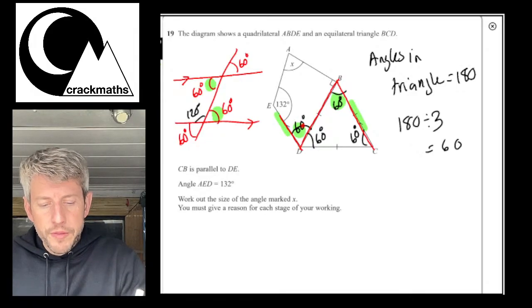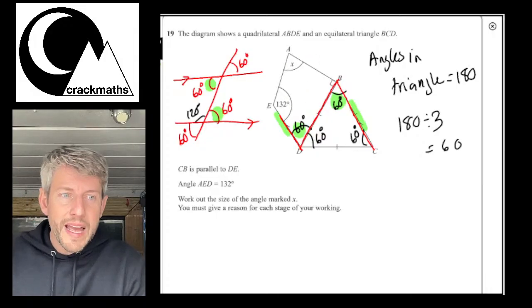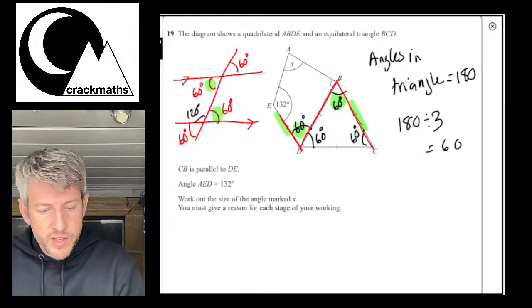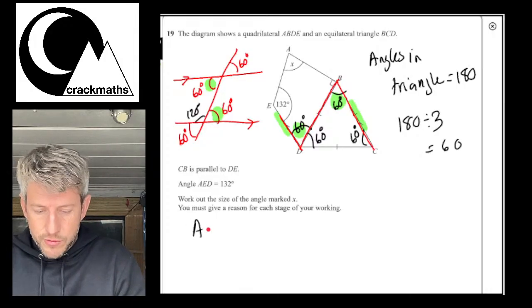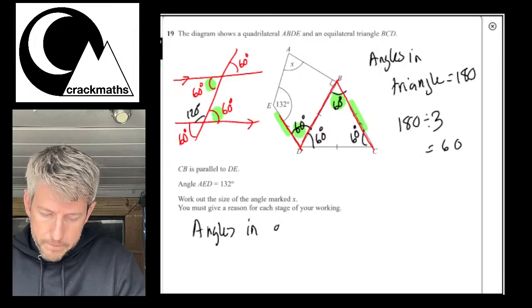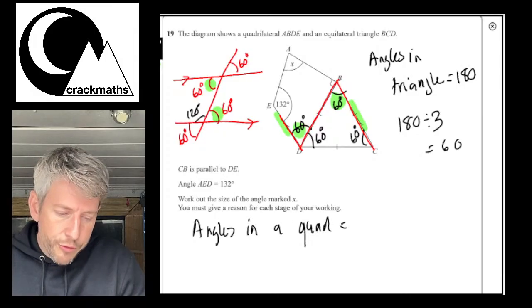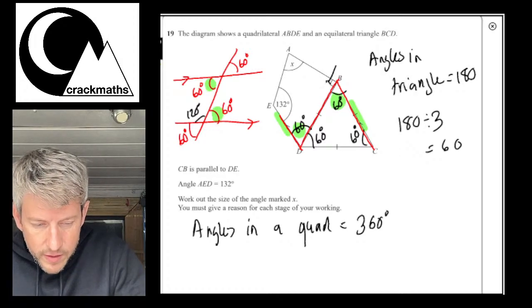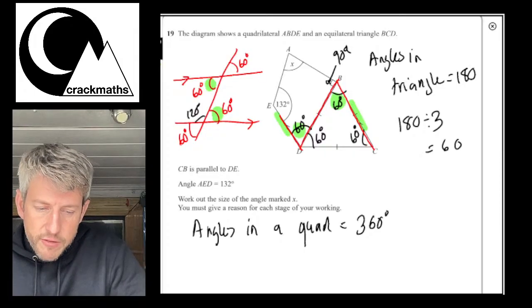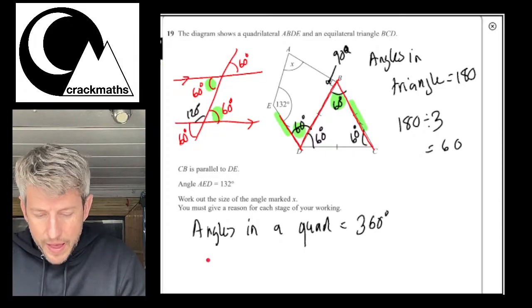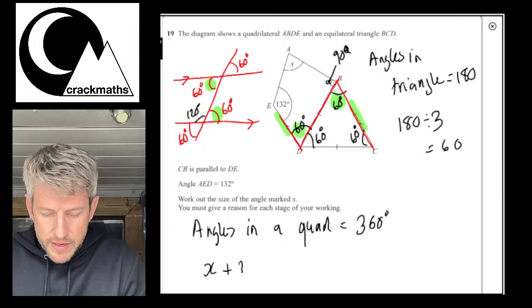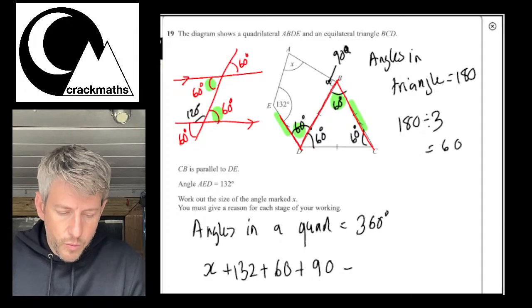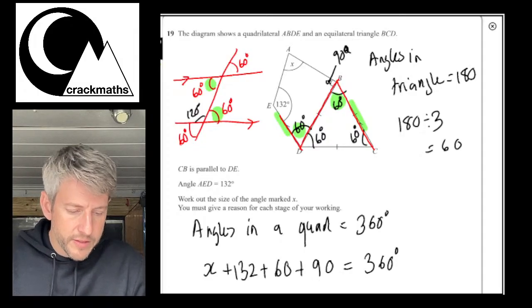Okay, now we've got that information. We have got our quadrilateral, and we've got the four angles inside of it. So we know that angles in a quadrilateral equal 360 degrees. Okay, so this box here signifies a right angle, so that's 90 degrees. So we know that x plus 132 plus 60 plus 90 will equal 360 degrees.